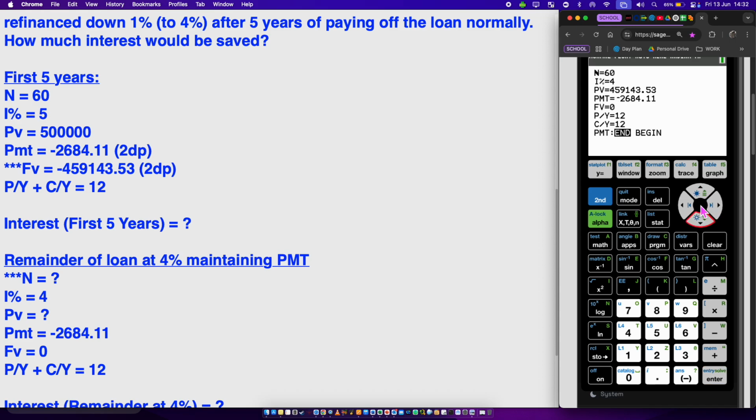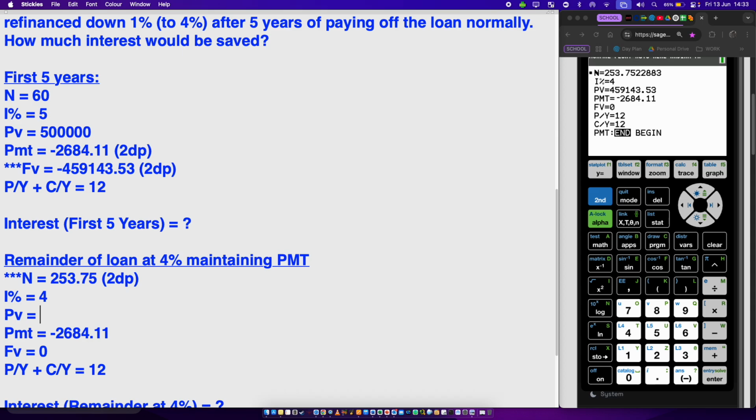So these payments here, the $2,684.11, that was the payment for a 5% loan. My loan is now 4%. So is that 2,684 too much or too little? Am I paying more than I need to? I'm paying more than I need to because my rate's now 4%. So if I solve for N, that's going to be less than 25 years because I'm going to pay it off quicker because I'm paying too much for a lower interest rate. So that's telling me N is 253.75 to 2 decimal points.